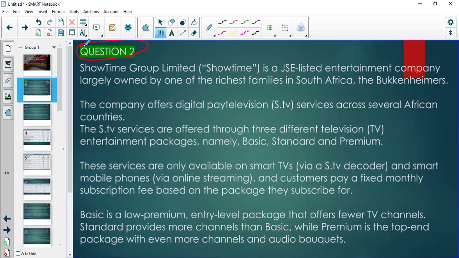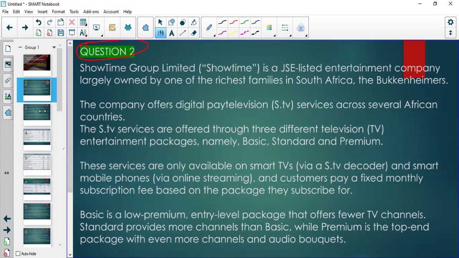Because costing has formulas that you can use, and you can get things right. But with financial management, it's a very broad module, and students generally struggle with it. But it's very easy though.